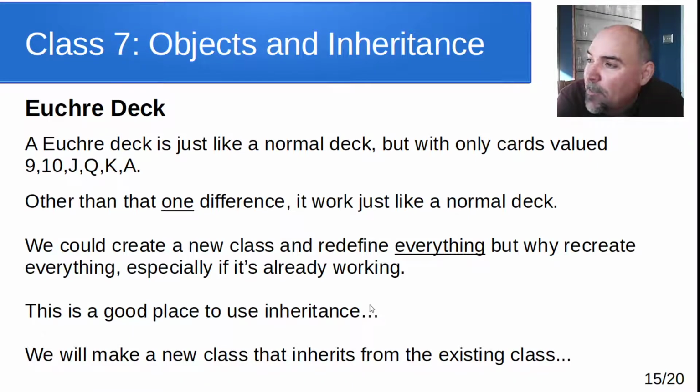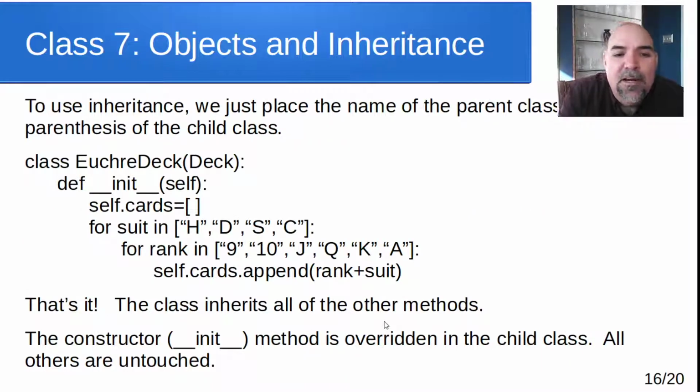So this would be a good example of where we'd want to use inheritance, because we already have a working class that works for our thing. We just want to make a subtle change to how it is when it gets the cards put in initially. So we're going to use inheritance for that. So for inheritance, we're just going to place the name of the parent class in parentheses here where object would have gone. So this is saying that the euchre deck is inheriting from the deck.